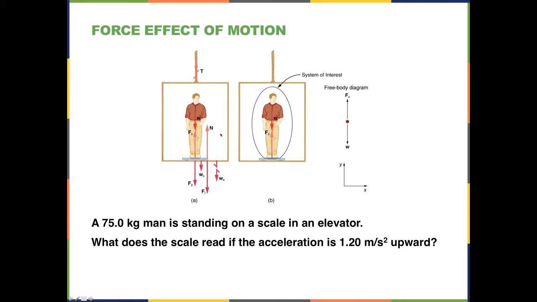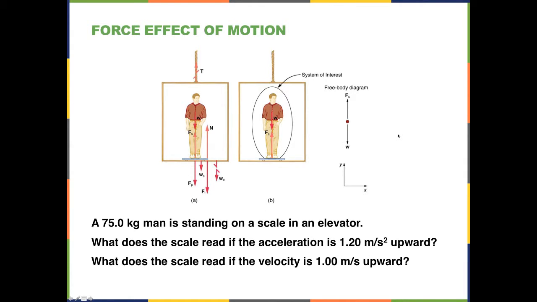with an acceleration of 1.2 meters per second squared. So this generates an upward force shown here and also shown here, which has an equal and opposite downward force exerted by his body in response to it. And then there's a second situation, where instead of accelerating, we now have a velocity of 1 meter per second upward. So let's take a look at how we would do the calculation of these two situations.